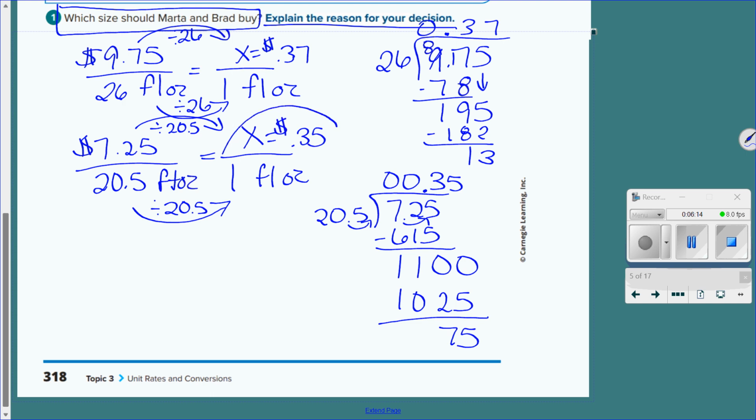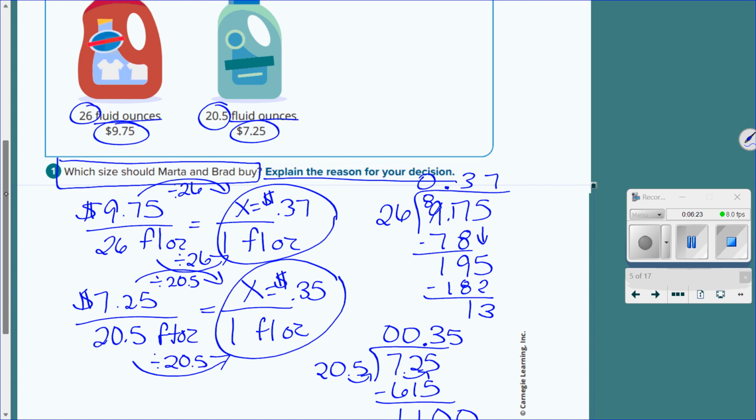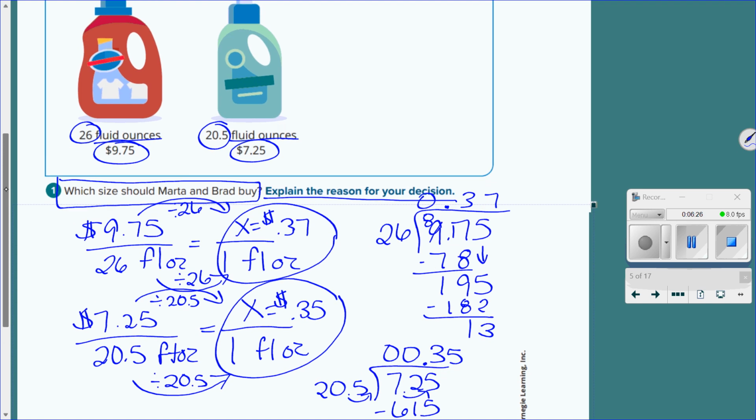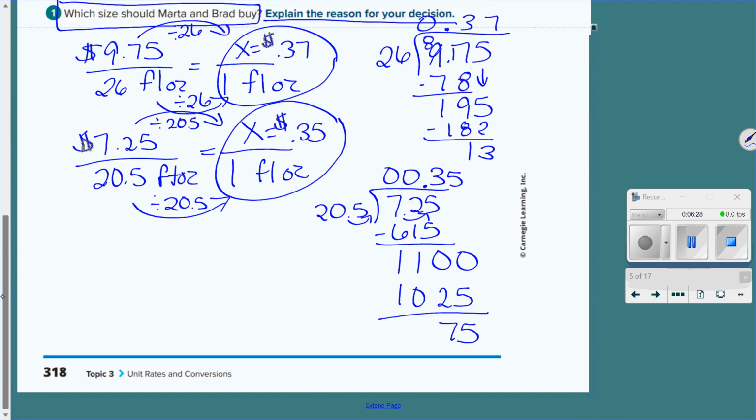So one of them costs 35 cents and one of them costs 37 cents. Which one should we buy? The second one, the 20 and a half fluid ounce bottle. Yes? Because it is cheaper per ounce.